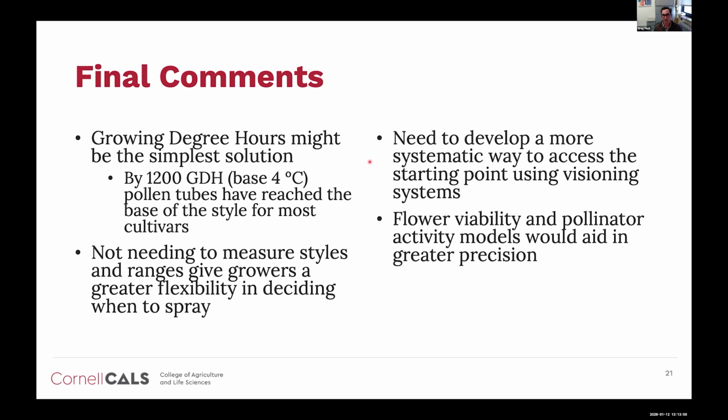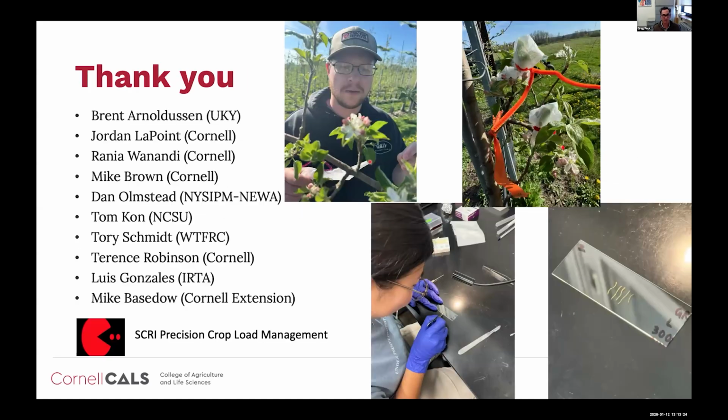We have some areas that really need some further work and hopefully additional funding through SCRI or other sources: vision systems to know exactly when you should start these models, and also better understanding flower viability and pollinator activity would really help, right, to understand how many flowers out there are going to actually be able to set an apple, and then also how active are the pollinators.